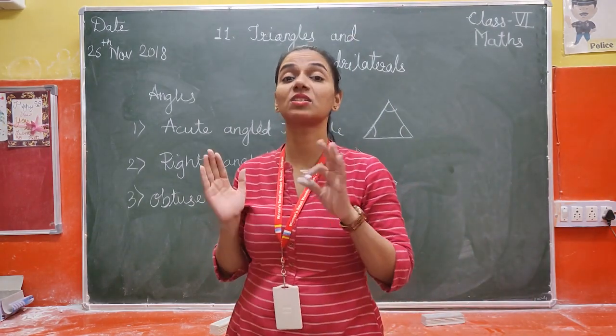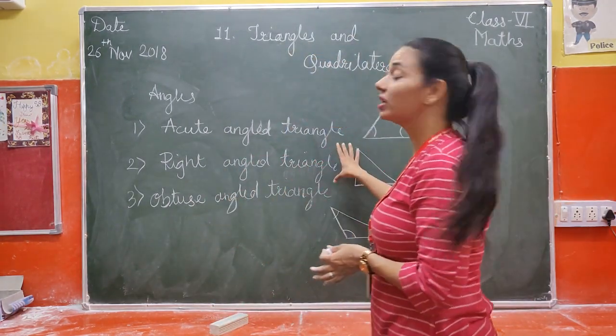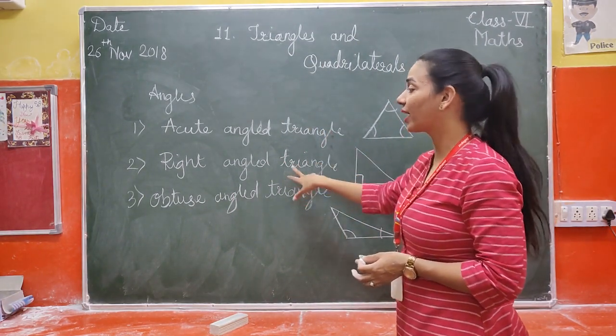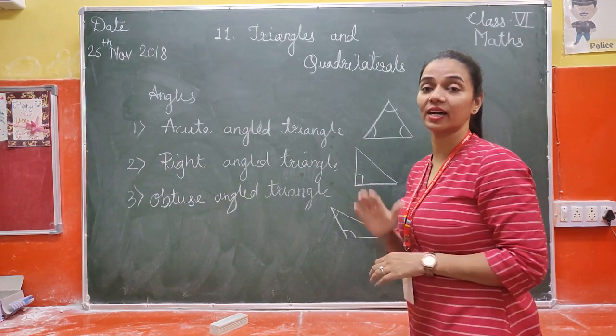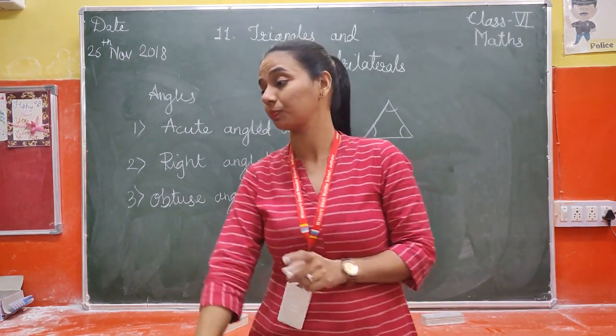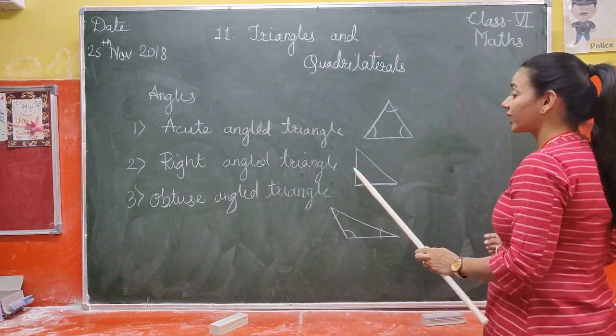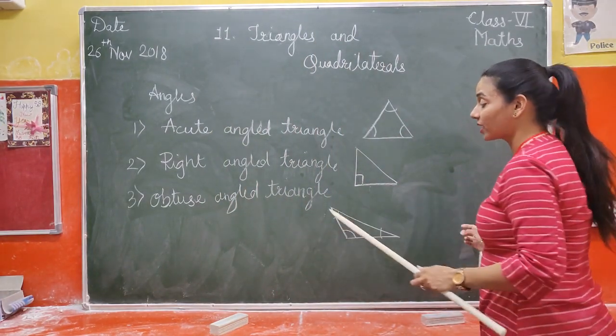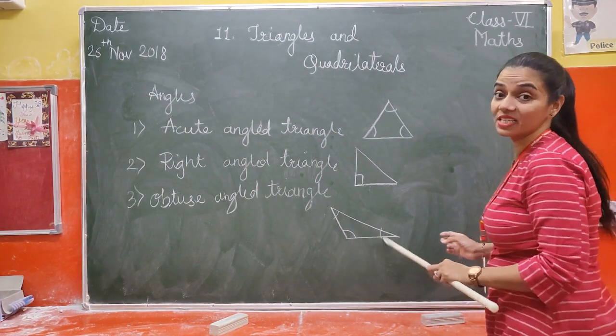Got it? So this is really simple. You can do it really easily. Acute angle triangle, right angle triangle, and obtuse angle triangle. An acute angle triangle has all the three angles acute. In a right angle triangle, one angle is a right angle. And in an obtuse angle triangle, one angle is an obtuse angle.